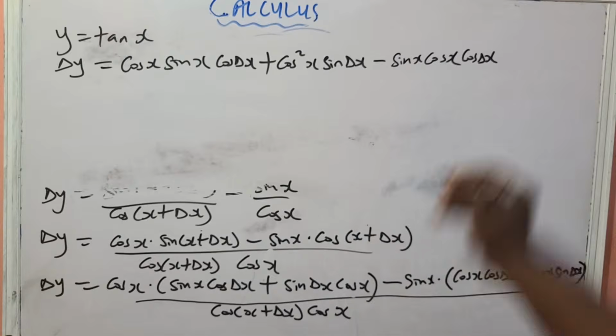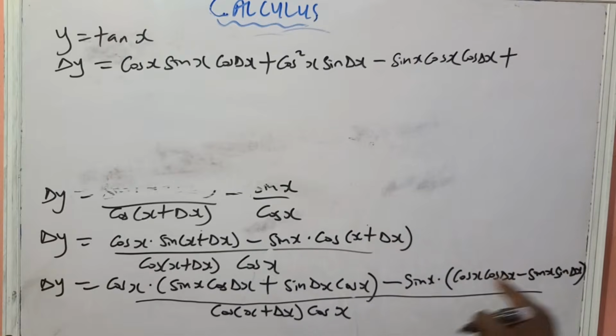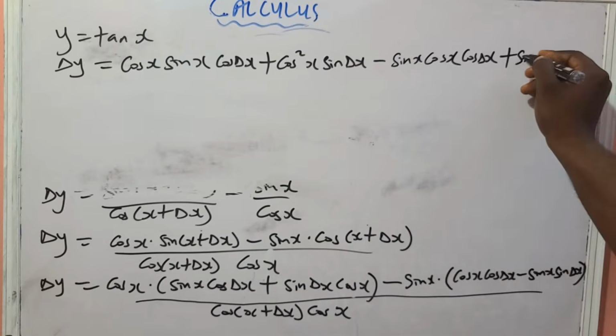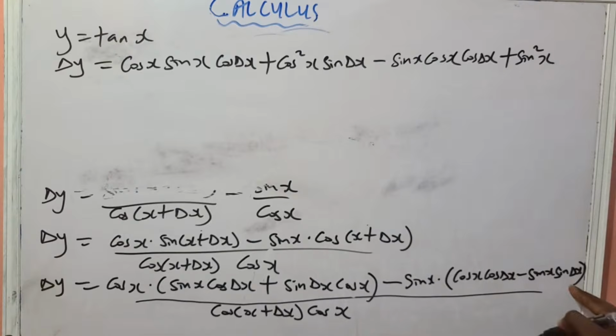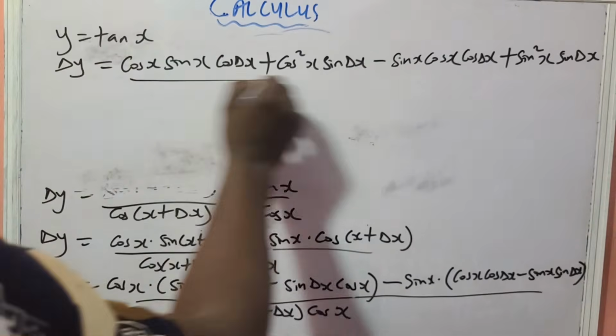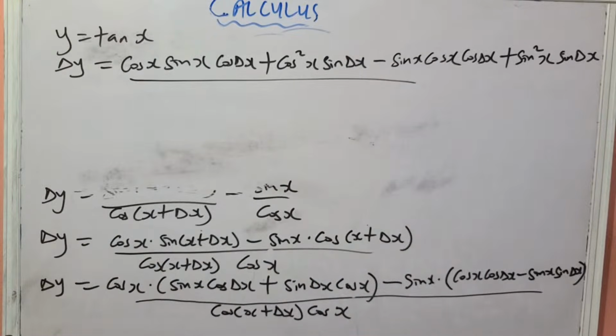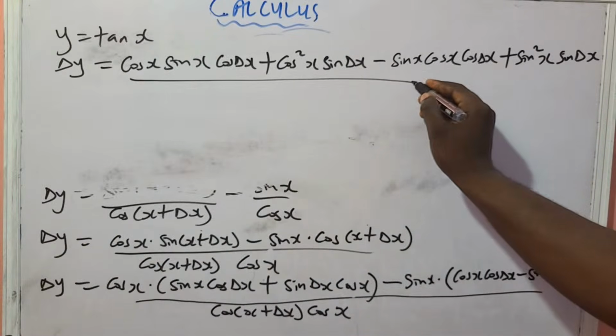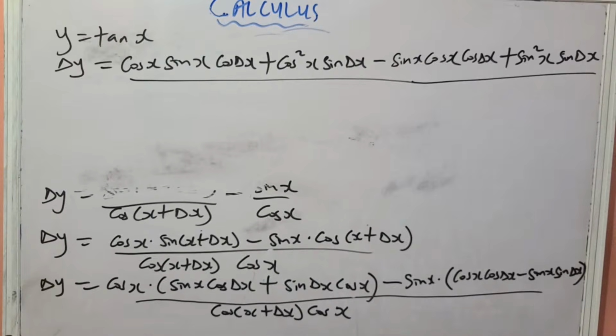Then minus times minus now will turn to plus. Sine x times sine x will be sine square x, then sine change in x. Now, the biggest pitfall for many students at this point in questions like this is errors. When you have error in your work, there's a way things will just not work out.